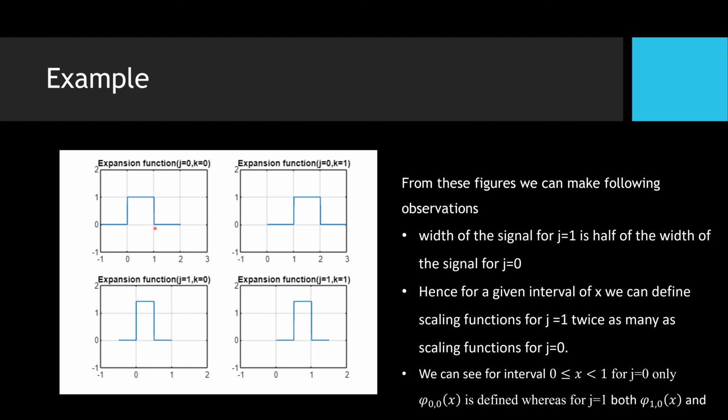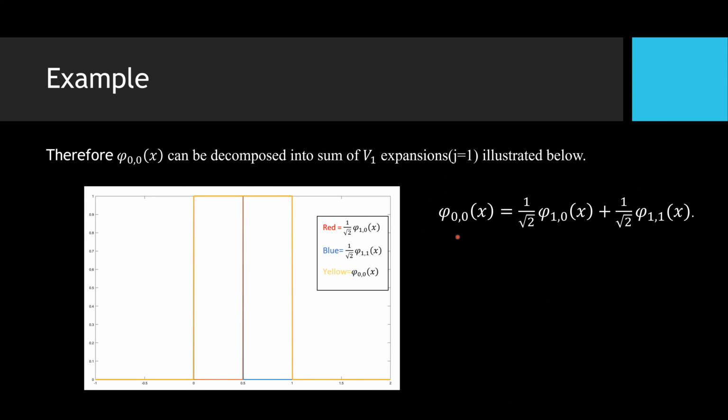And here we can mathematically write the j equal to 0 plot in terms of j equal to 1, k equal to 0 and j equal to 1, k equal to 1. Since the width of j equal to 1 is half of j equal to 0, we can mathematically write psi of 0 comma 0 in terms of 1 comma 0 and 1 comma 1. So this is what we'll get: psi of 0 comma 0 of x equals 1 by root 2 of psi of 1 comma 0 of x plus 1 by root 2 of psi of 1 comma 1 of x.